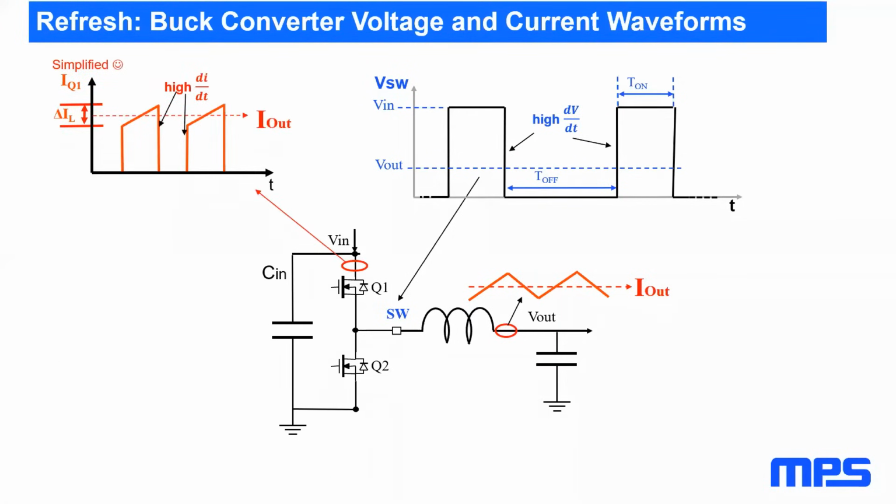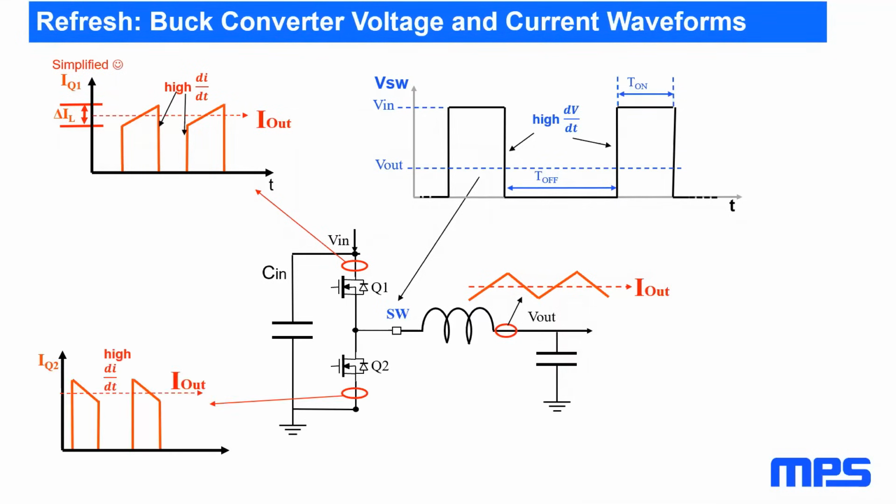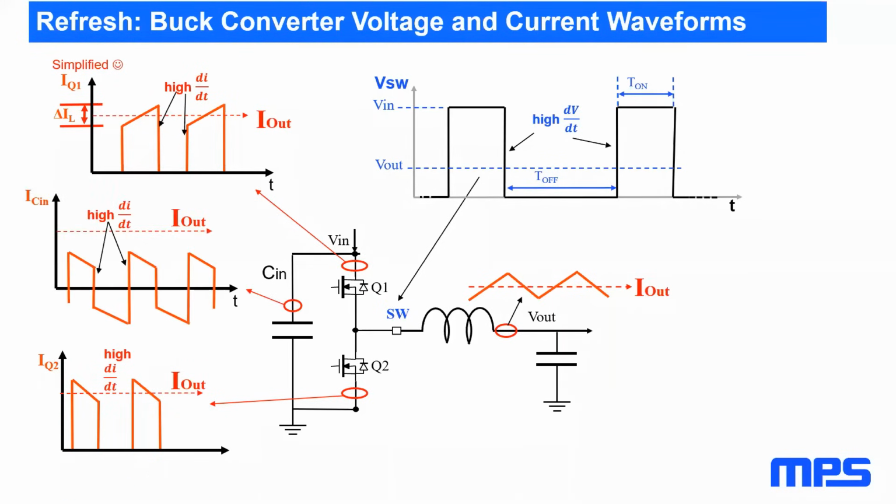If we look at the current waveform in the high side switch, we see a trapezoidal shape with very high dI/dt. And a similar current waveform we see in the low side MOSFET, and also we see discontinuous current waveforms with high dI/dt in the input capacitor. So the very critical point is a so-called hot loop, the two switching MOSFETs and the input capacitor. They should be placed as close together as possible.